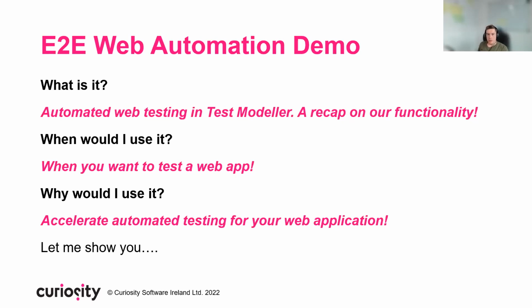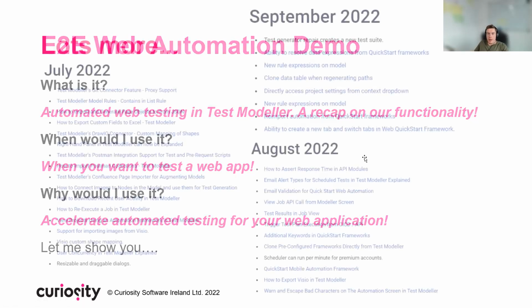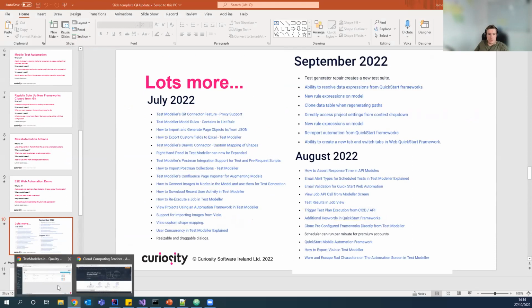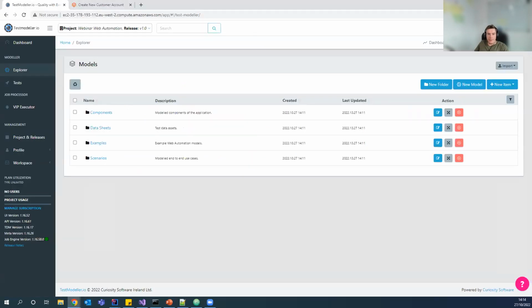So what we wanted to do here was really to recap on our functionality and show where we are now with the product and the latest end-to-end process that can be used to generate web automation, execute it, and then also trigger that on a schedule as well. So I'm just going to come out of the slide here and let's go back into Test Modeler.